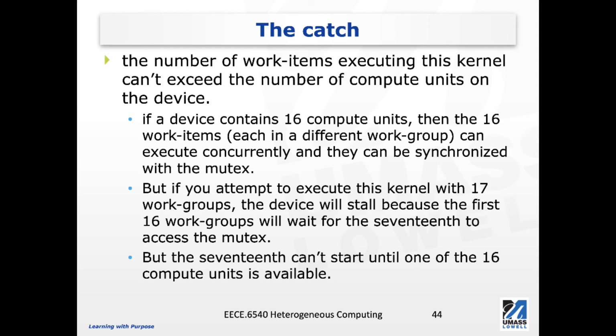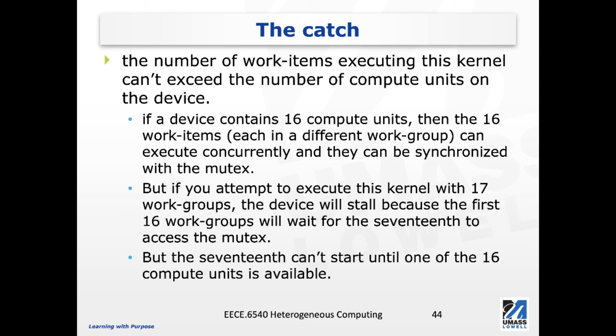But if you attempt to execute the kernel in 17 work groups, then we have a problem. Because with 17 work groups, you can only map 16 work groups on those compute units. So specifically, the 17th work item will stall because the first 16 work groups will wait for the 17th to access the mutex. And the 17th work item cannot start until one of the 16 compute units is available.